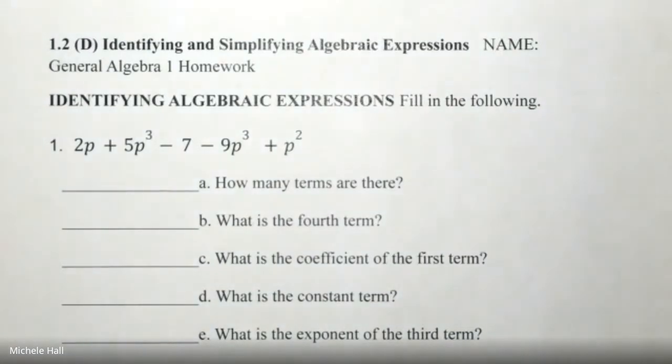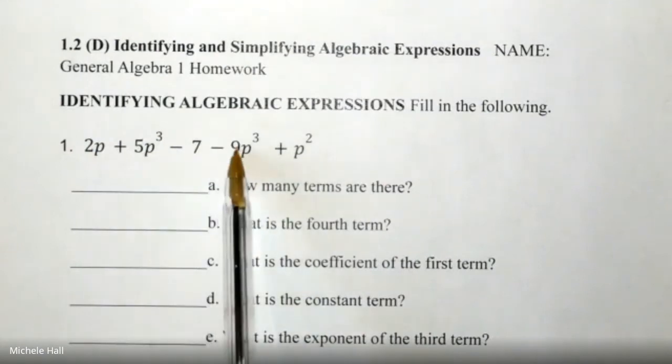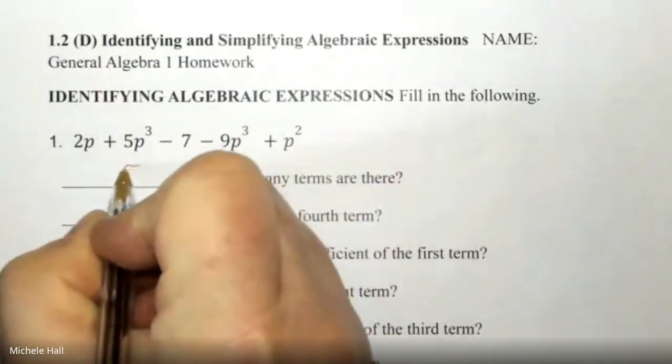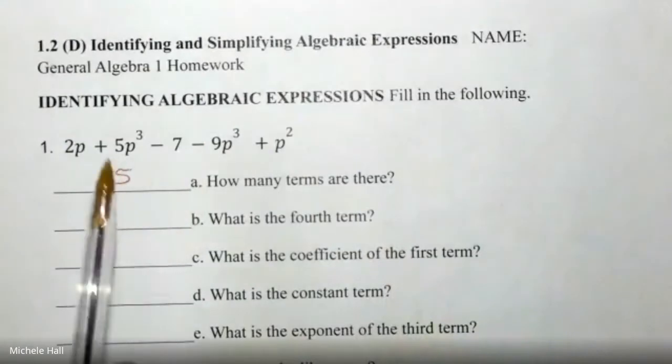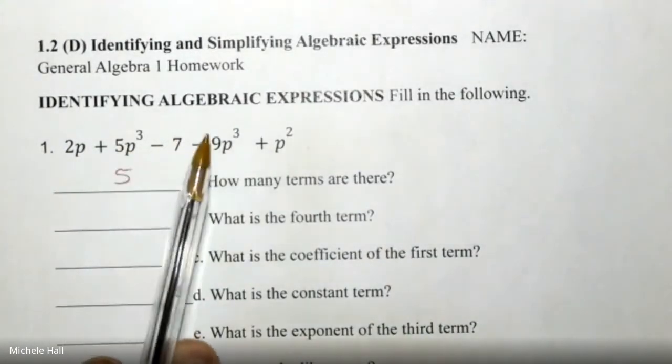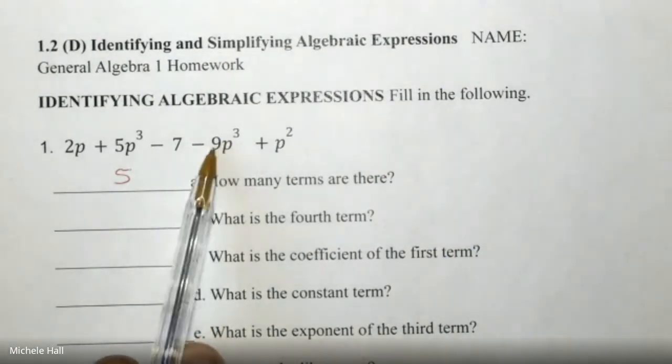1.2D homework, identifying and simplifying algebraic expressions. Number 1, how many terms are there? 1, 2, 3, 4, 5. There are 5 terms. Question B, what is the 4th term? 1, 2, 3, 4. The 4th term is negative 9p cubed, negative 9p to the 3rd.